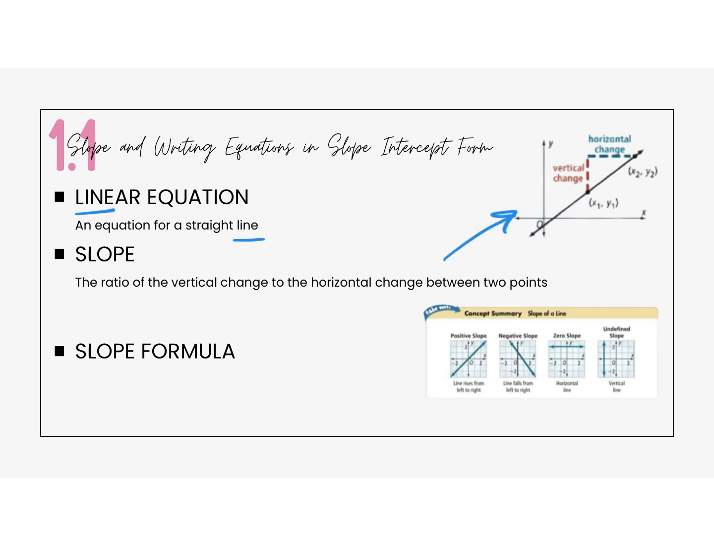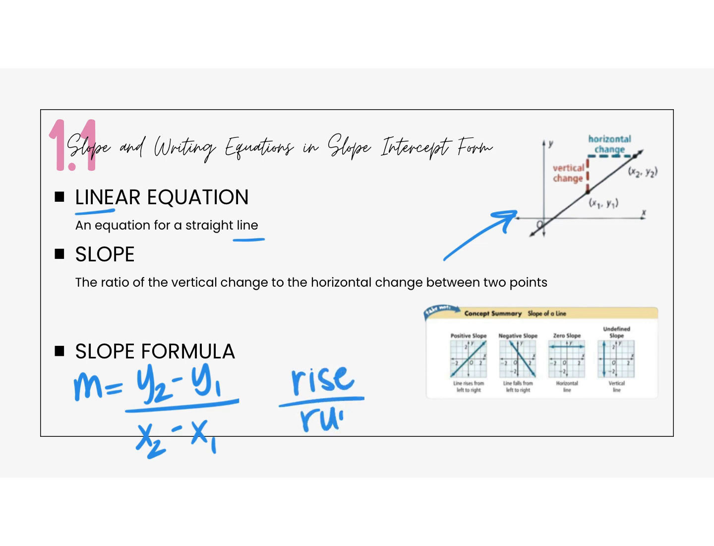And then the slope formula. When we talk about this, you're going to use the formula of m, that's what you use for slope, equals y2 minus y1 over x2 minus x1. We also talk about that as rise, which is the vertical, over run, which is the horizontal. We're going to talk about all these different types of slopes. So you can have a positive slope, a negative slope, a zero slope, or an undefined slope. And we will get into that as we start looking at our equations.